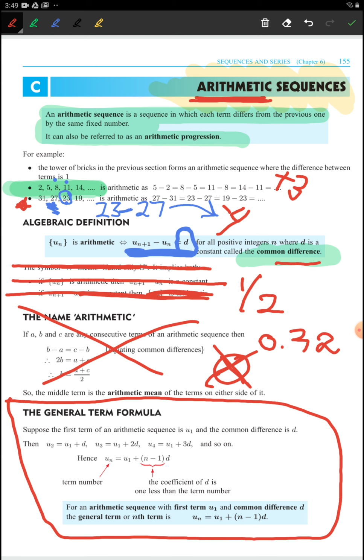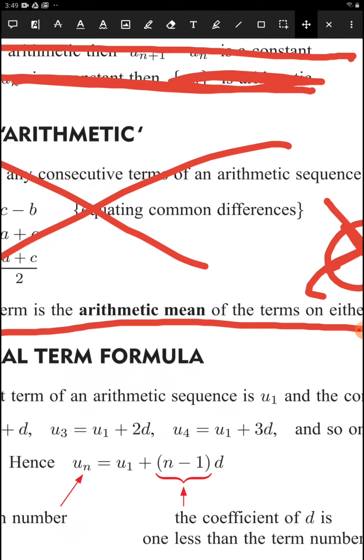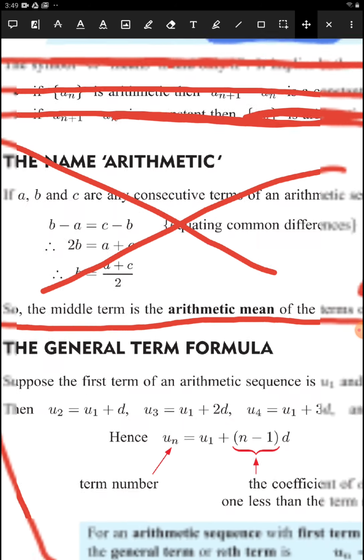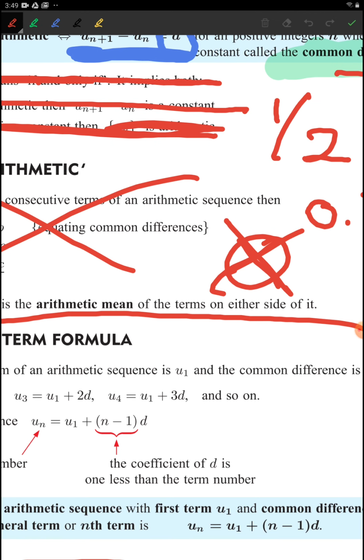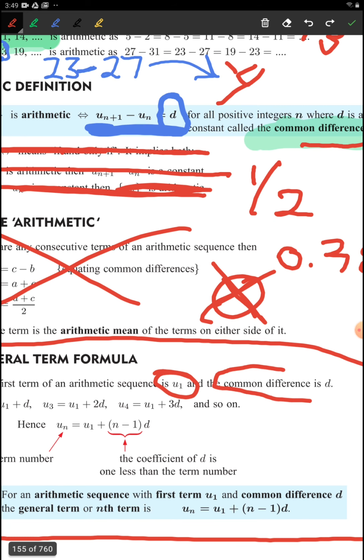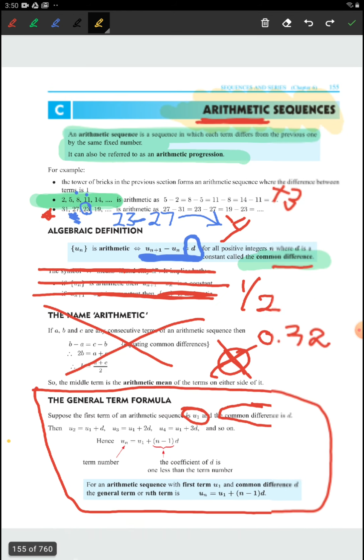The general term formula. Very, very important. Okay, suppose the first term of an arithmetic sequence is U1. So the first term is always U1, U sub 1. And the common difference is always D. All right.